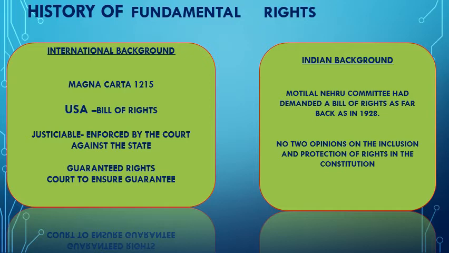Coming to the Indian background, way back in 1928, when Congress Party and other Indians were still struggling against the Britishers for freedom, Motilal Nehru Committee of the Congress demanded that we should also have a concept of Bill of Rights like it is present in the American Constitution. And by the time when India was actually becoming independent, freedom fighters, leaders were very clear that we are going to give this set of rights, fundamental rights, some basic rights and liberties to all citizens of India. And there was no two opinion about it.